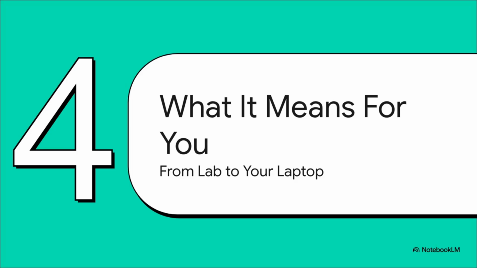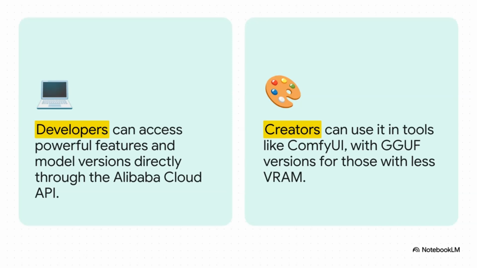Okay, this is all incredibly impressive from a technical standpoint, but what does it actually mean for you, for the developers and creators out there? Let's bring this down from the research lab and onto your machine. So there are basically two main ways to get your hands on Qwen-Image right now. For developers, you can go straight to the source. The Alibaba Cloud API gives you direct access to all the different versions and their most powerful features. And for creators and hobbyists, the community is already all over it. People are plugging it into tools like ComfyUI, and there are already special versions out there for people with less powerful graphics cards, which is huge.